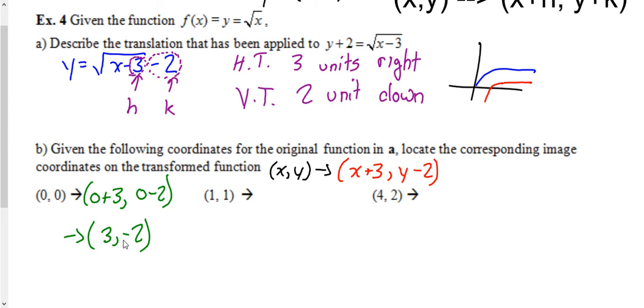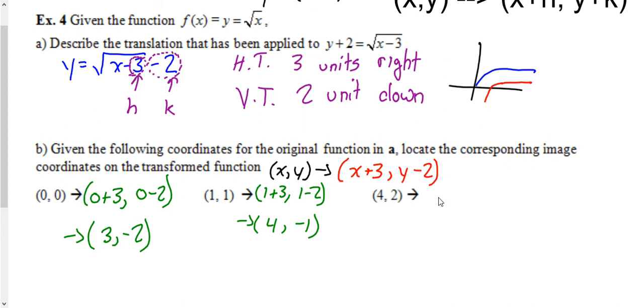That's pretty much it. For the second one, we're going to follow the exact same process. So if we had 1, 1, I'm going to go 1 plus 3 here and 1 minus 2 here. And let's clean up our coordinates to see what we get. Well, 1 plus 3 is going to get me to 4. And 1 minus 2, of course, gets me to negative 1. So that's going to be my new image coordinates.